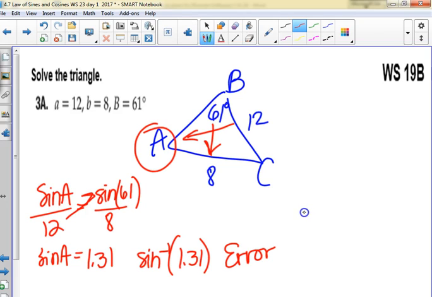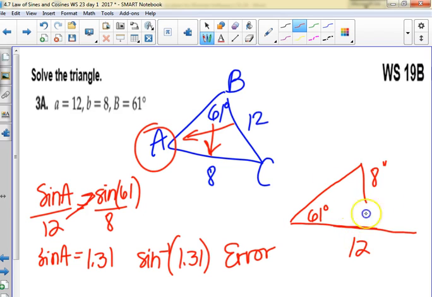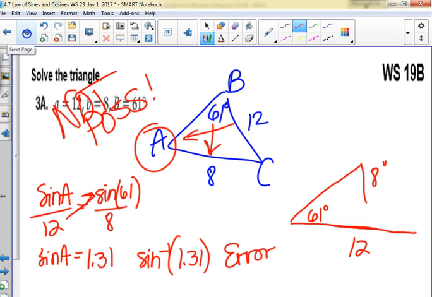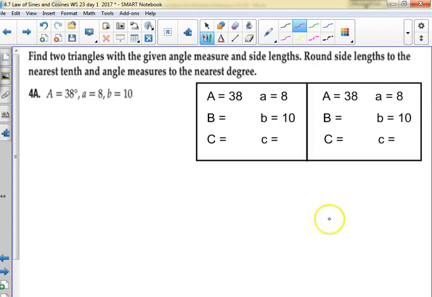What it's talking about, let me see if I could draw this. If you have a 61 degree angle here, and this side down here is 12, and there's a side of 8 dangling up here, it's not going to reach, okay? That's basically what's happening. When you get this second sine error, it means it's not possible. No triangle possible. It's going to be your favorite kind because you don't have to do anything else, right? That's not the case on this question.